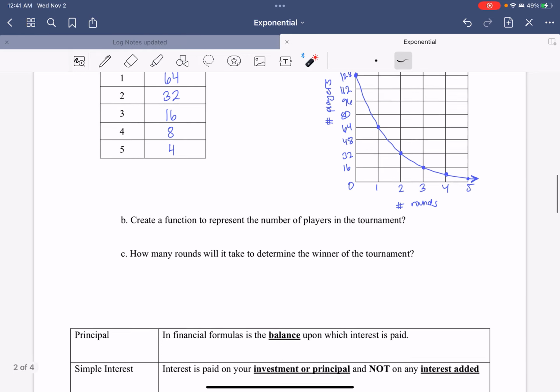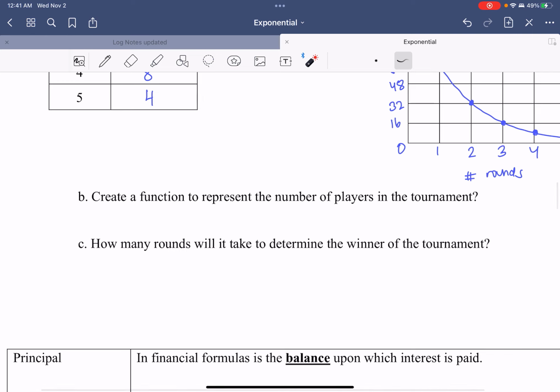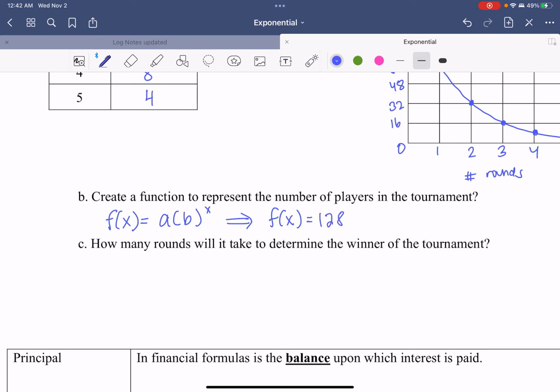Okay, so part B says create a function to represent the number of players in the tournament. So we'll start off with that parent function, which is f of x equals a times b to the power of x. So we rewrite the equation, plugging in our a and b. A was 128 and b was 1/2. So the equation is f of x equals 128 times 1/2 to the power of x.